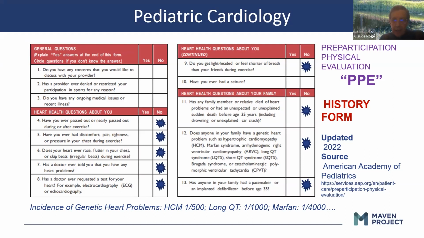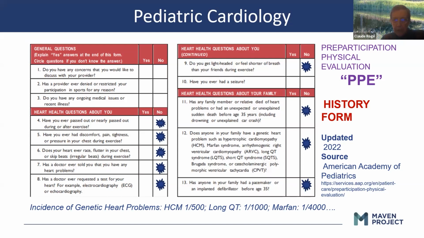And then there are questions about the family, and again, very important questions. Have any family members or relatives died of heart problems or had an unexpected or unexplained sudden death before the age of 35? And then there is a whole list here of genetic cardiac conditions. Now, they are pretty rare, many of them, except for hypertrophic cardiomyopathy.